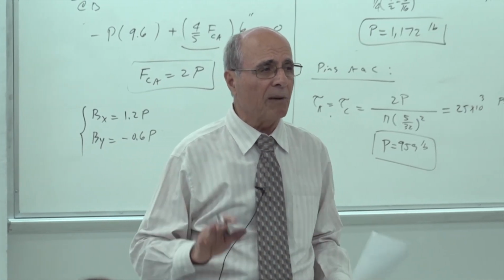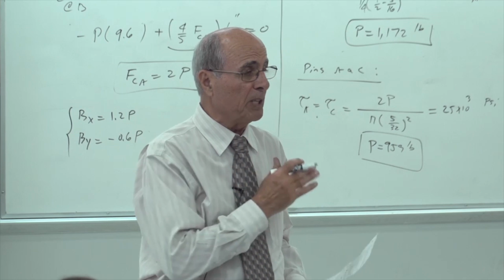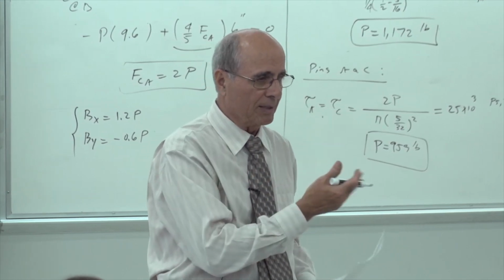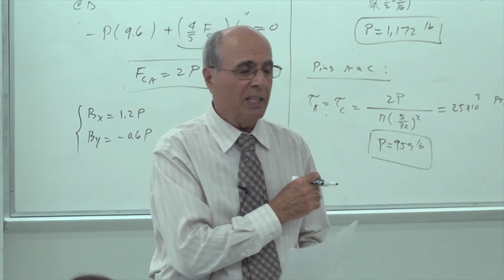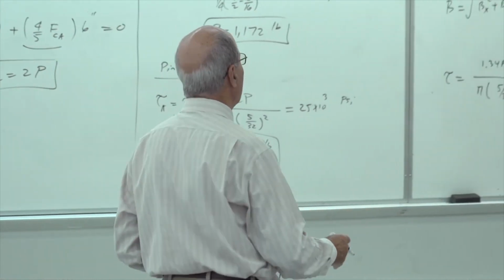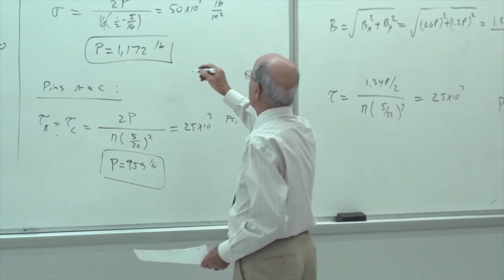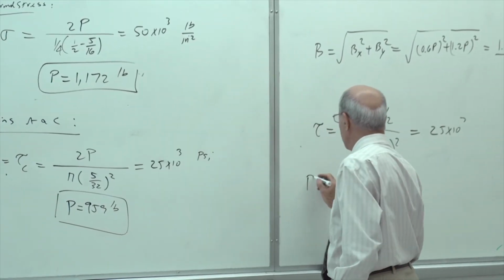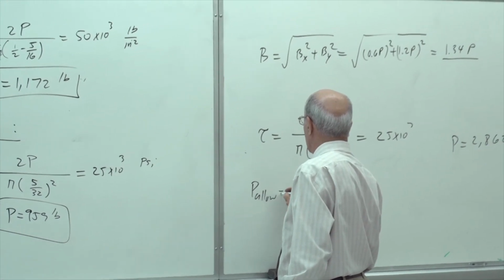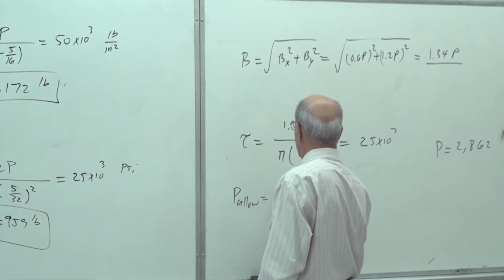Now, which one is the governing factor? Which one is going to be the weakest link in this, as we call it? Is the weakest link pin A or C? What is the value of P allowable I want to put there? So you throw this out. You throw that one out, of course. You take this one, and your P allowable becomes equal to this 959.